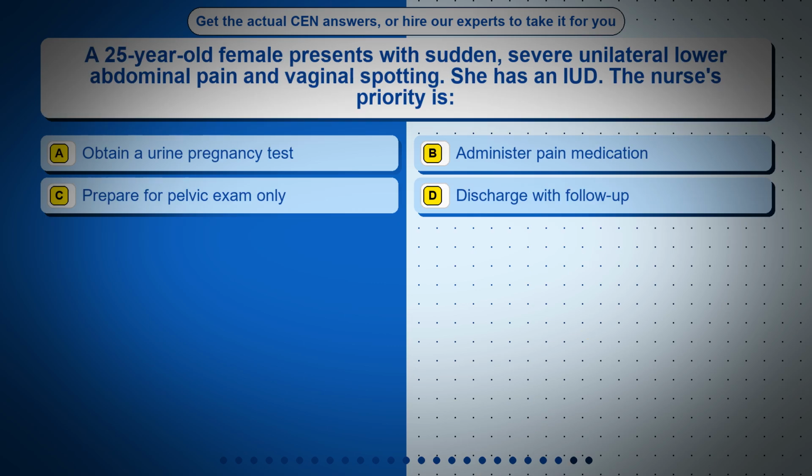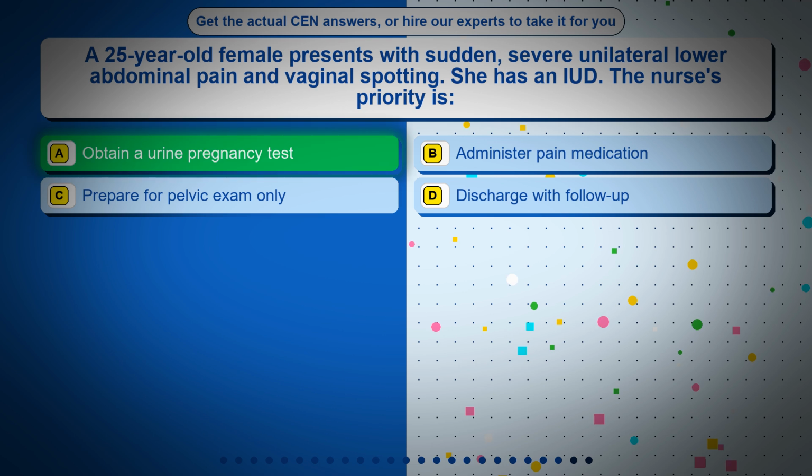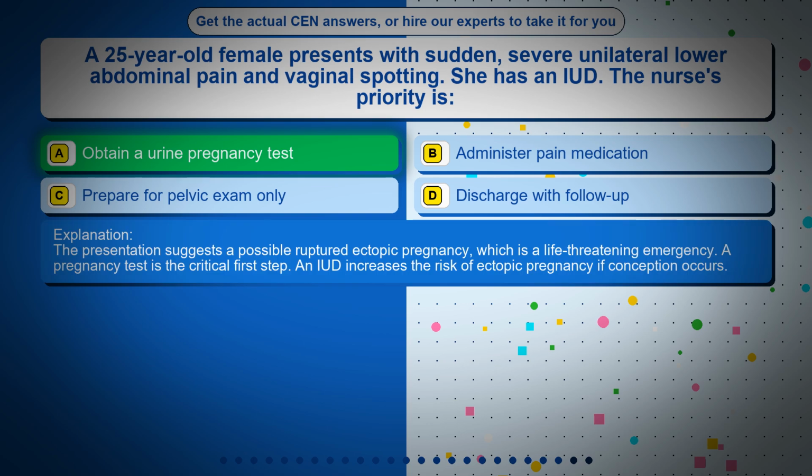Question 23. A 25-year-old female presents with sudden, severe unilateral lower abdominal pain and vaginal spotting. She has an IUD. The nurse's priority is: Option A. Obtain a urine pregnancy test. Option B. Administer pain medication. Option C. Prepare for pelvic exam only. Option D. Discharge with follow-up. The correct answer is option A. Obtain a urine pregnancy test. The presentation suggests a possible ruptured ectopic pregnancy, which is a life-threatening emergency. A pregnancy test is the critical first step. An IUD increases the risk of ectopic pregnancy if conception occurs.